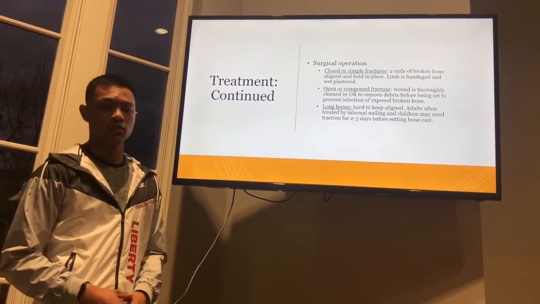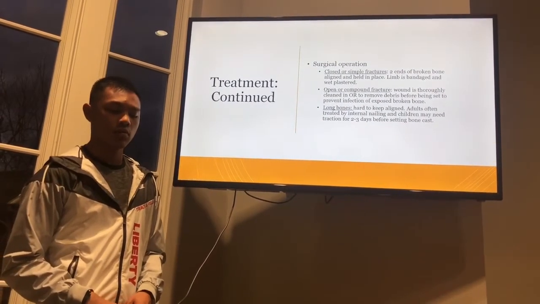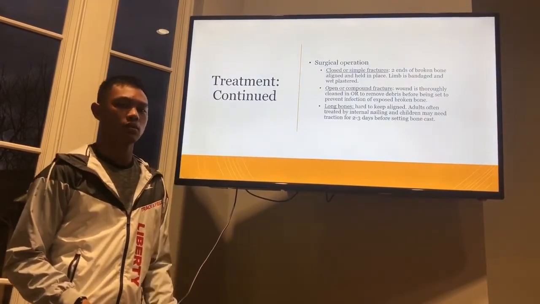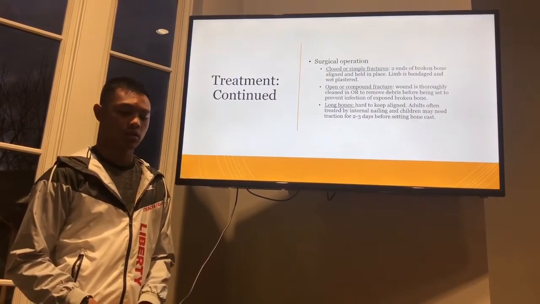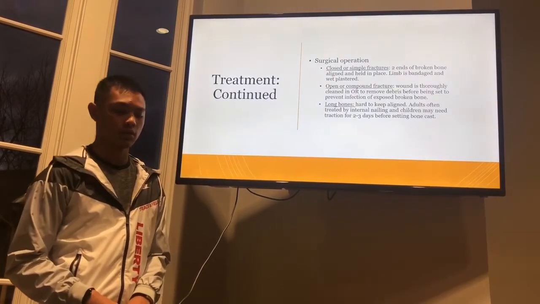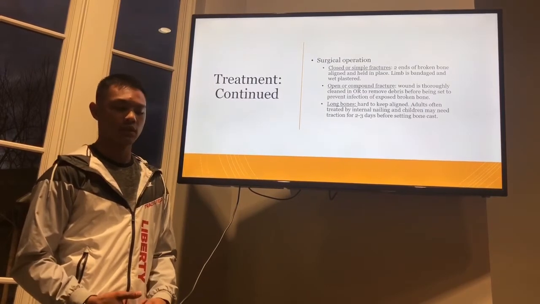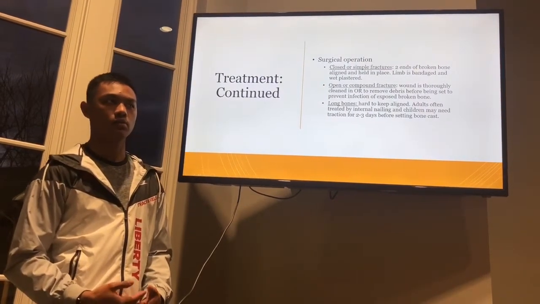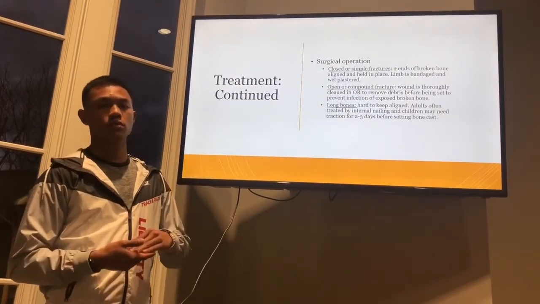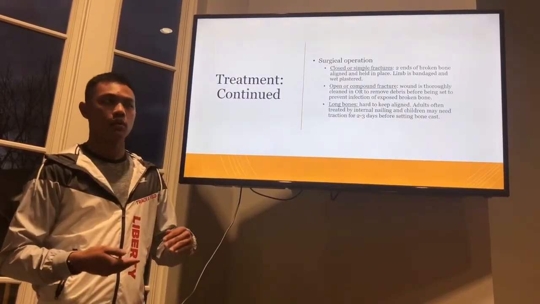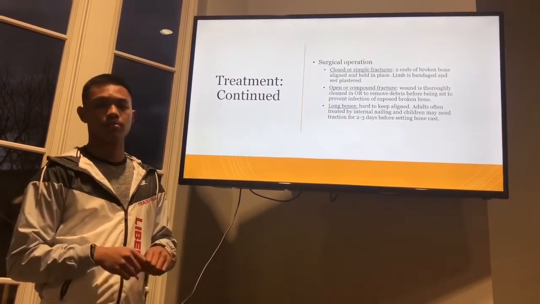They need to do this before setting the bone back into place. The long bones, such as the femur in the thigh, are hard to keep aligned. Adults are often treated by internal nailing, and children may need traction for it, probably 2 to 3 days before setting it in a cast. And for all surgeries, if the bones need to be nailed into place, they need to be about 2/3 overlapped, or else if they're 1/3 or anything less, it's probably going to break again.